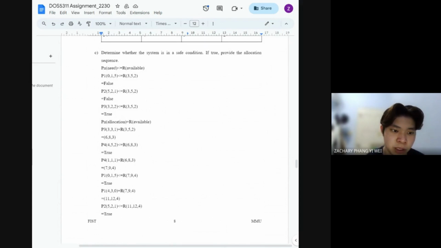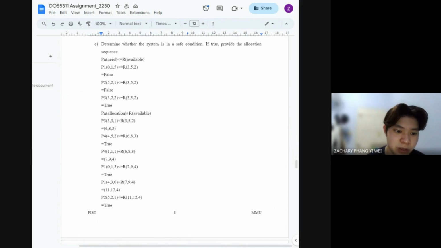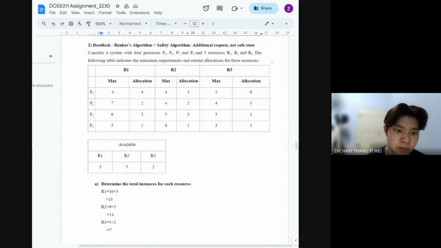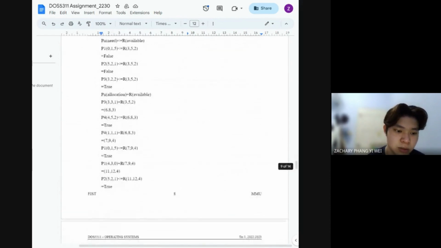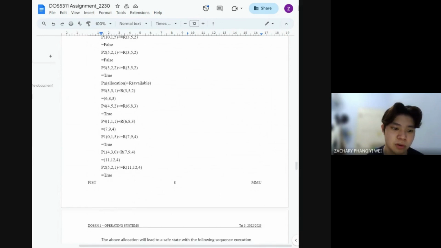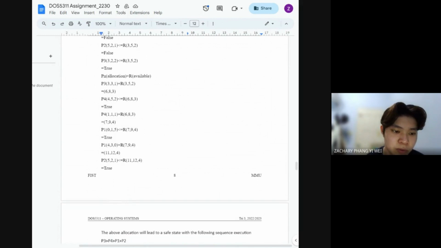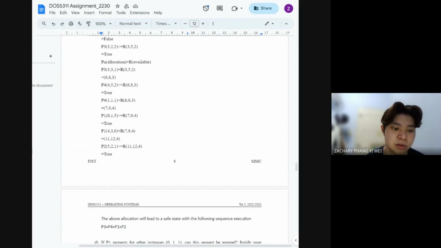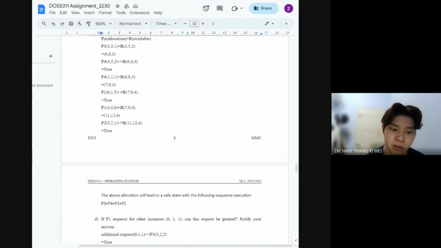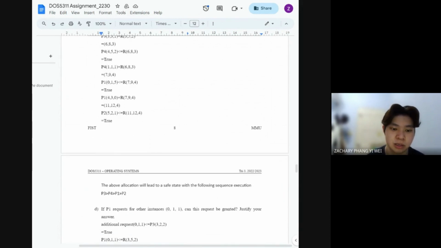So we go back to P1 since it was false just now. We see if it's larger or not. Now 794 is larger than 015, so it's true. Then you take the P1 allocation as well, which is 430, and add it to the available, so it equals 11, 12, 4. Then P2, 421, and the available is still larger than P2, so it's true. The above allocation will lead to a safe state because it's all true now.